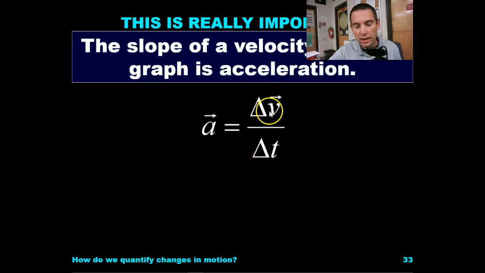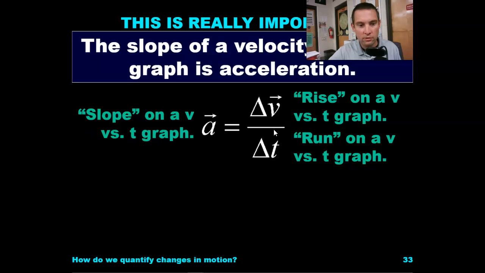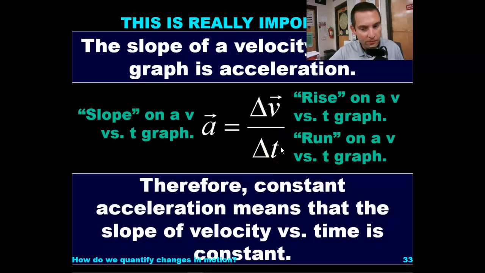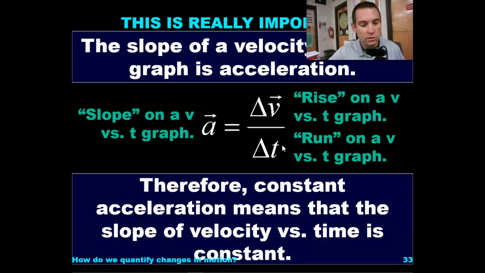Whenever we have a fraction as an equation, I look at it as rise over run. Rise over run. That means the slope. This is my rise, this is my y-axis or dependent variable. And this is my run, or the x-axis, the independent variable. Rise on a v versus t graph. Run on a v versus t graph. Slope on a v versus t graph. Slope equals rise over run. Therefore, constant acceleration means the slope of a velocity versus time graph is constant. A constant slope on a velocity versus time graph means a constant acceleration.